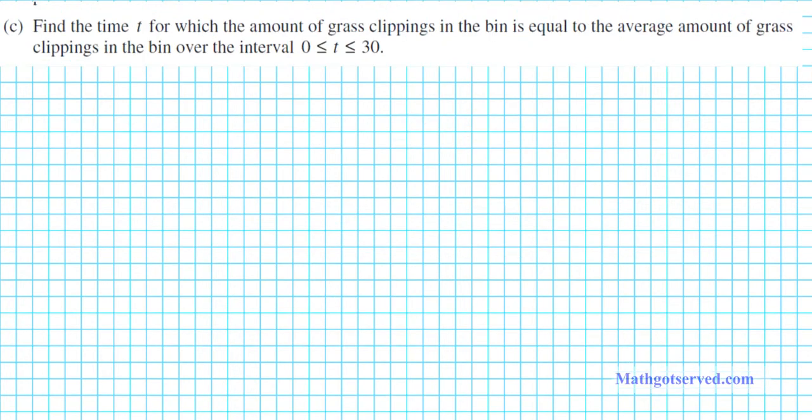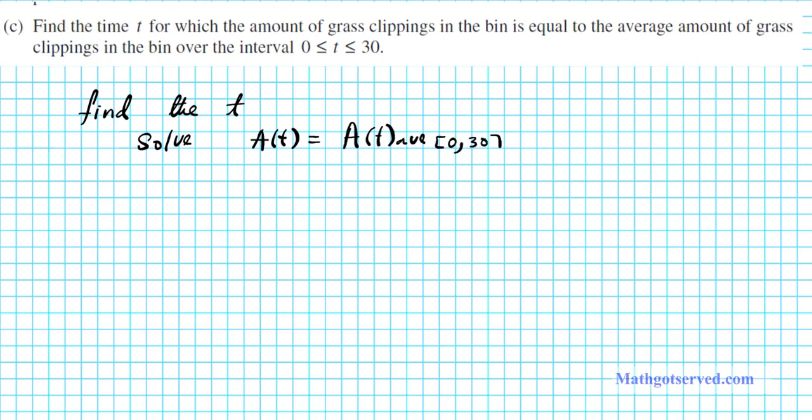All right, let's take a look at question C. It says, find the time t for which the amount of grass clippings in the bin is equal to the average amount of grass clippings in the bin over the interval 0 to 30. Okay, so the time when the amount is equal to the average amount. To find the t, what you do is you're going to solve the equation A of t is equal to A of t average on the interval 0 to 30. Okay, so we're basically finding what value of t makes the value of the function equal to the average value of the function in this interval.